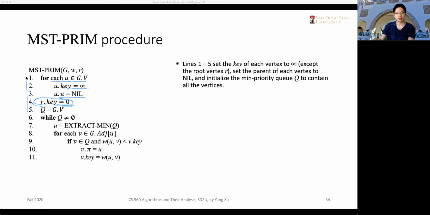After the initialization, we initialize the minimal priority queue by putting all the vertices into the queue first. We insert all the vertices into the queue, including the root vertex. Since the root vertex has the smallest key, it will be the first one popped out from the queue. So that's initialization.